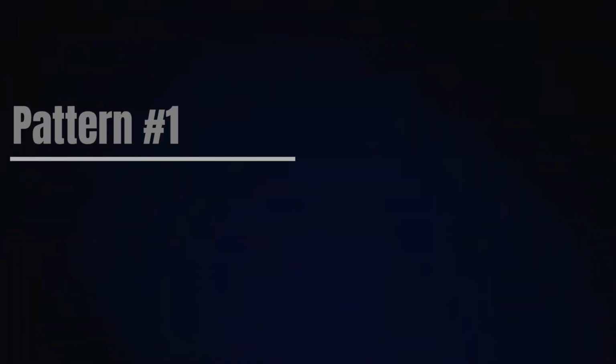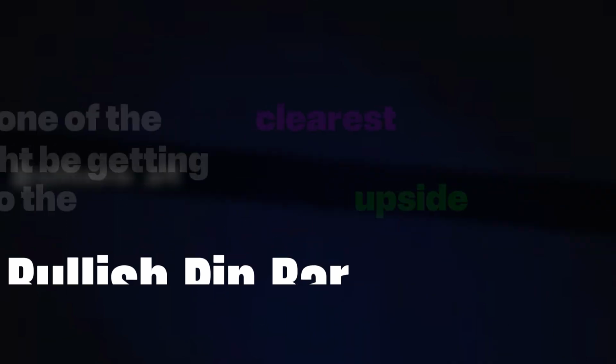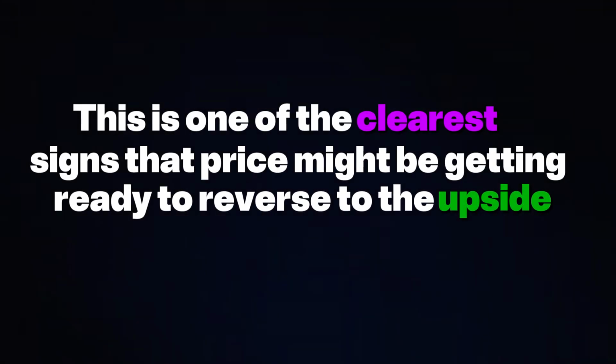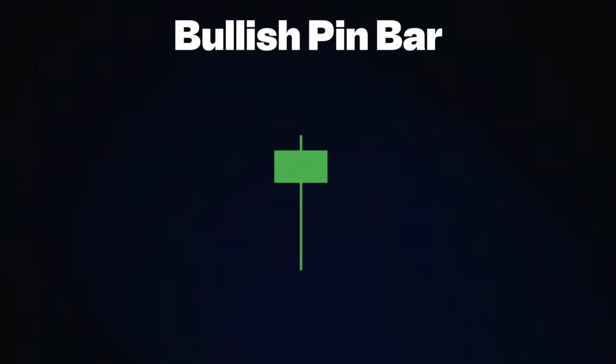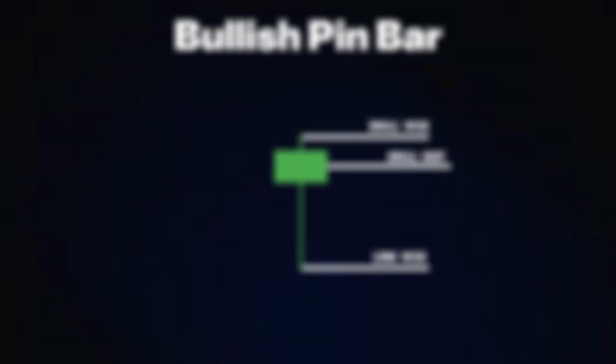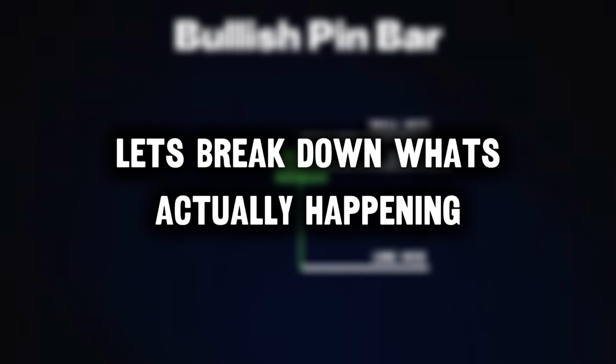Pattern number 1, the bullish pin bar. This is one of the clearest signs that price might be getting ready to reverse to the upside. At a glance, it's easy to recognize. You're looking for a candle with a small body, a long wick below, and little to no wick on top. But instead of just memorizing the shape, let's break down what's actually happening.